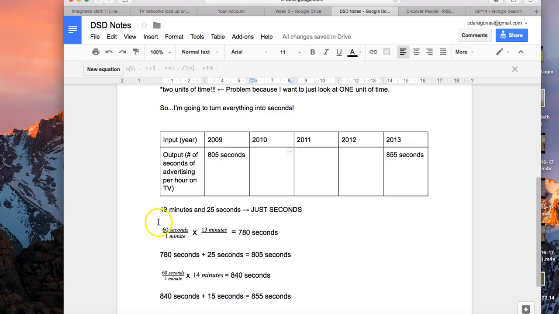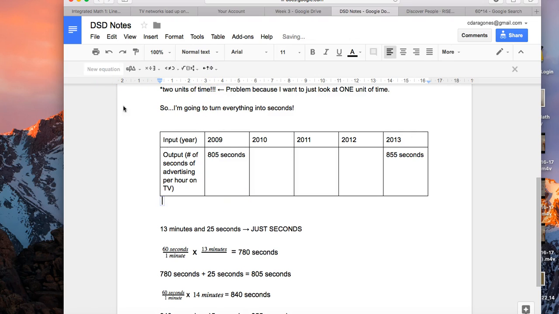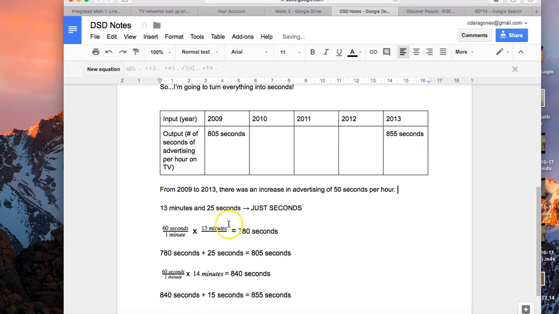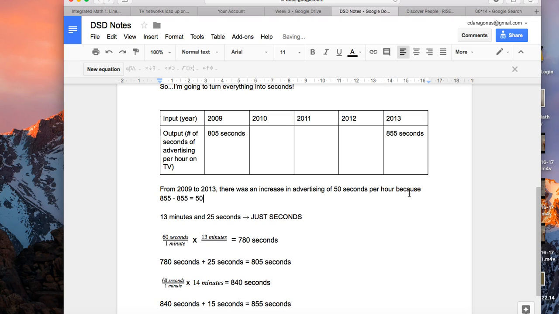So there was an increase. So from 805 to 855 seconds, there was an increase. Right, you can see, do a quick arrow here. So maybe it'll help if I just write it. So from 2009 to 2013, there was an increase in advertising of 50 seconds per hour, right? So 855 minus 805 equals 50, okay?